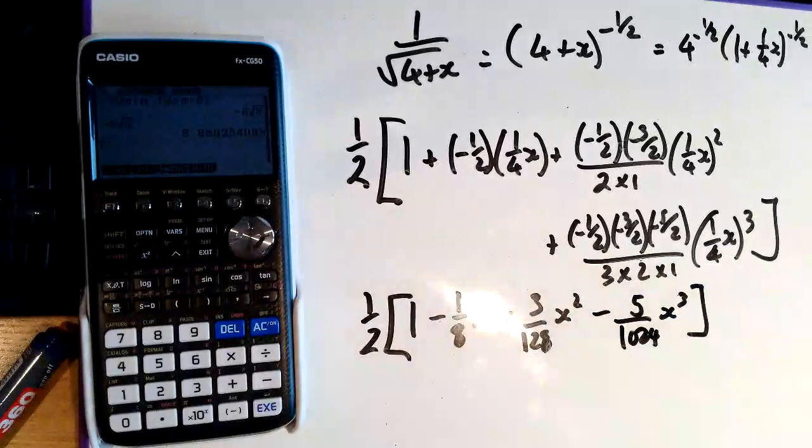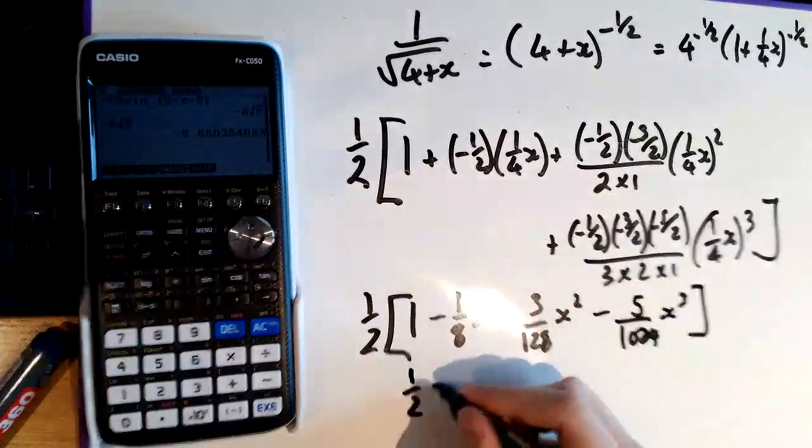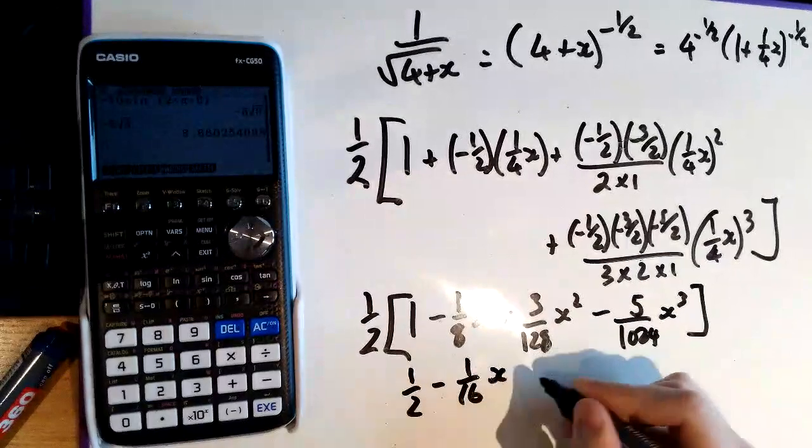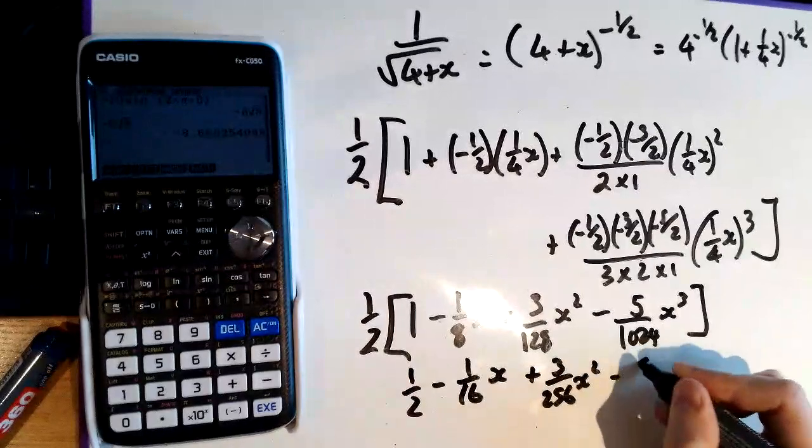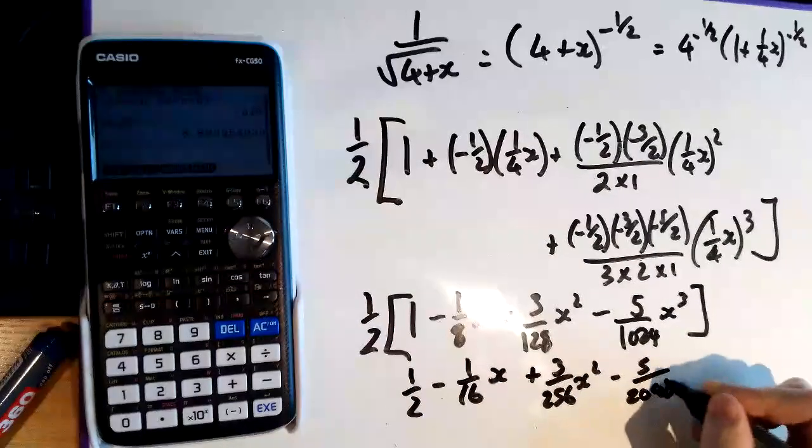Or you can just type it in your calculator, then expand that, and we get a half, take away 1 over 16x, plus 3 over 256x squared, take away 5 over 2048x cubed.